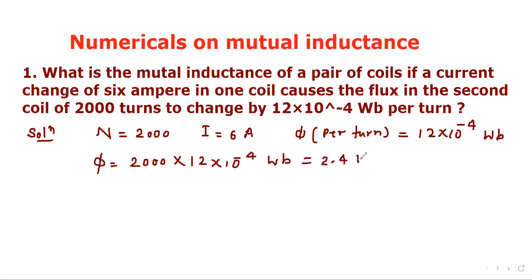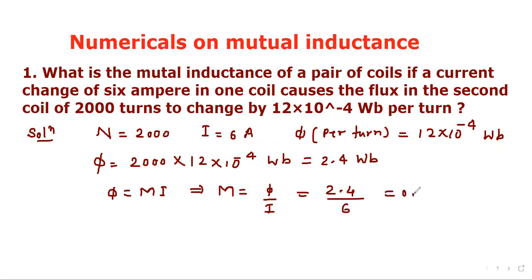2.4 Weber. Now we know that phi equal to M I. So this will give M equal to phi upon I. So we put the value of phi. Phi is 2.4 divided by I is 6 ampere. So this will be 0.4 Henry.